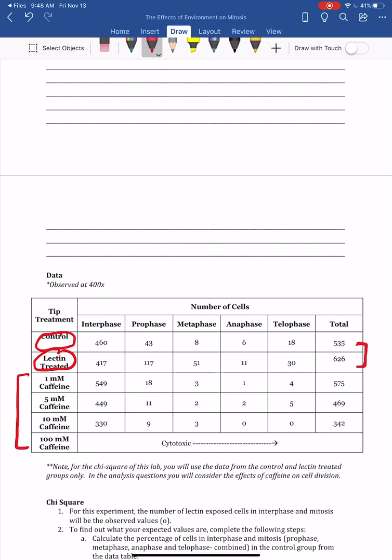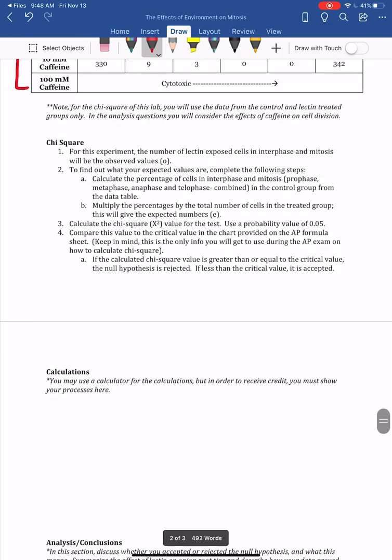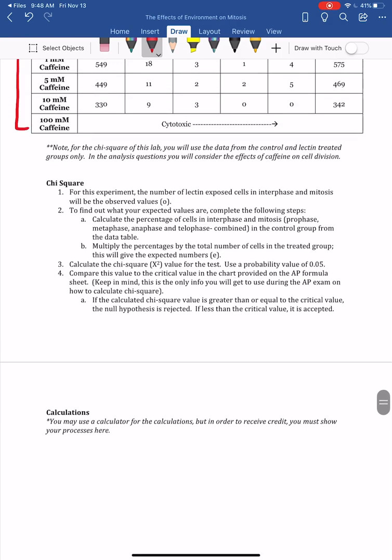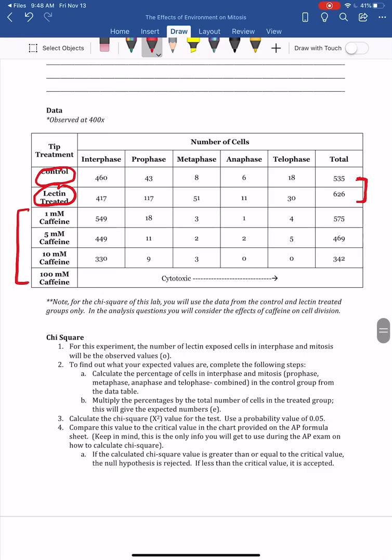So that's fine, but you'll want to record them as a percent to be able to compare them to one another, because essentially what we're going to do is chi-square. And you can't compare the values with each other if your totals are greatly different, okay? So, you are going to do chi-square on this data to answer the question, does lectin affect the number of cells in mitosis? Does it induce mitosis? Meaning, does it bring it out of interphase? Okay, are more in mitosis than in interphase?